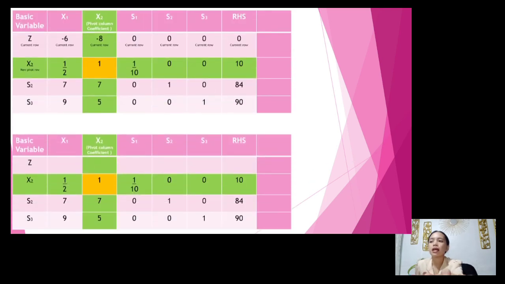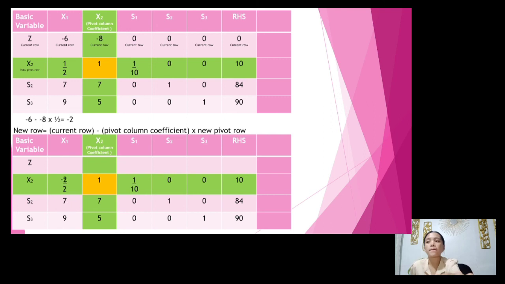Next, we need to find the value of z. To get the value of z, the current row's pivot column coefficient is multiplied by the new pivot row and subtracted from the current row. The answer of this is 2, then 0, 4/5, 0, 0, 80.